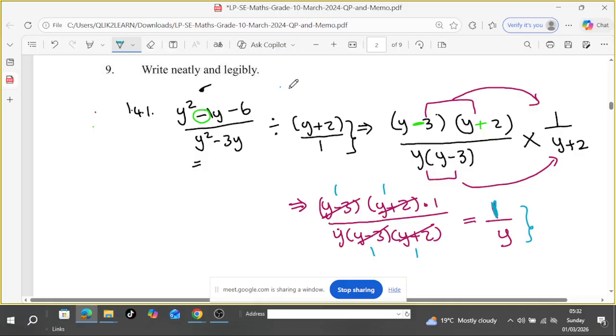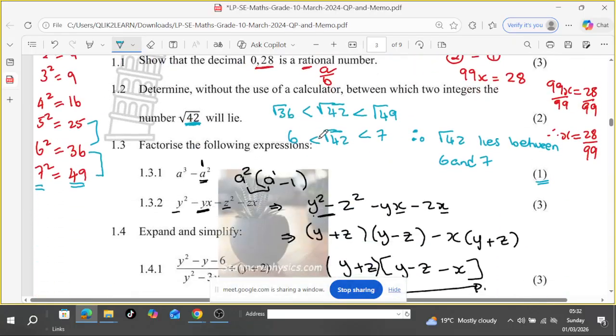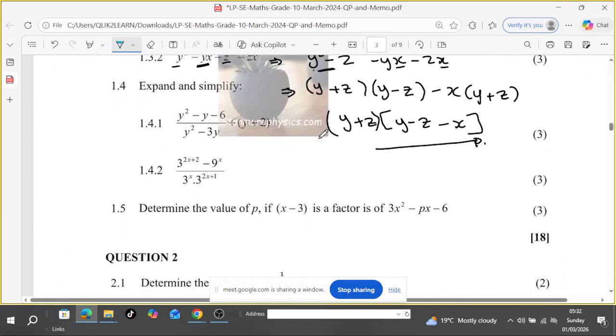Okay, let's move to the next question. Let's see what we have on the next one. Okay, so we have 3 to the power 2x plus 2. I think this is what we were doing last time on, what is this?